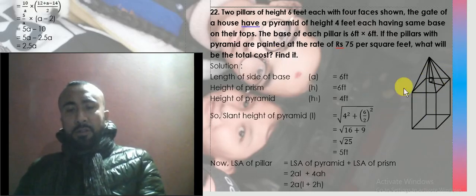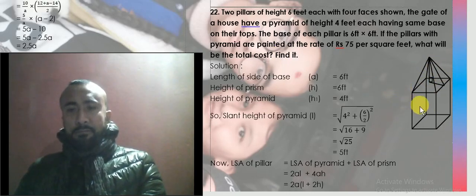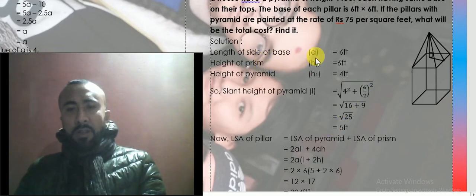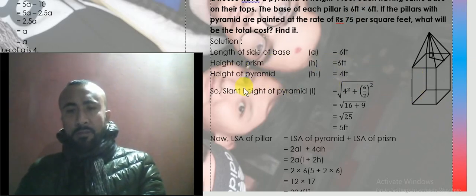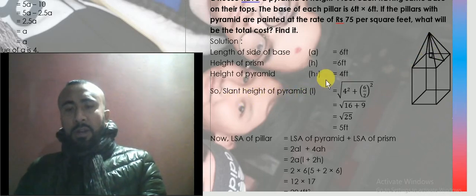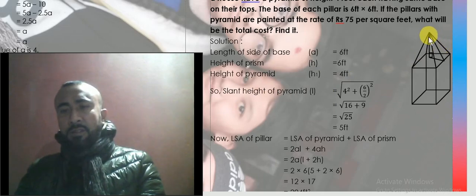Now you can see here the figure of a pillar. The base, the lower one, is the prism and the upper one is the pyramid. The length of the side of the base is 6 feet, which is given here. Height of the prism is also 6 feet, and height of the pyramid is 4. To find the lateral surface area, we need to find the slant height. This is the slant height.